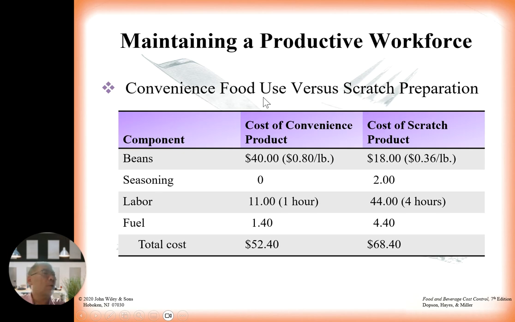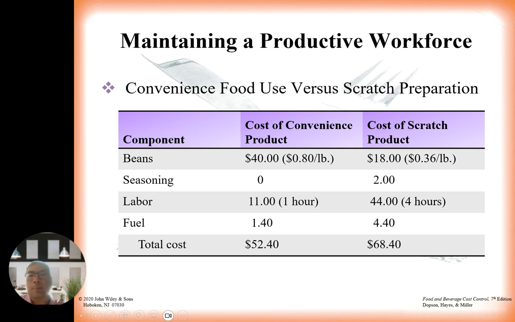Convenience food use versus excess preparation. Example, using a bin seasoning, labor, and fuel. Here is the cost of convenience of a product. Here you're going to see convenience is going to be $52.40, while the cost of a scratch product from the beginning is $68.40. So it gives you a comparison between two costs in terms of product.